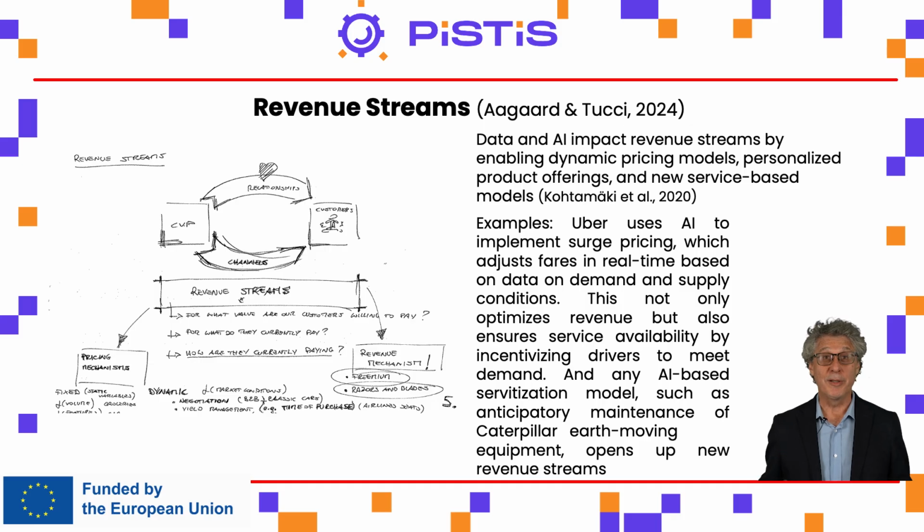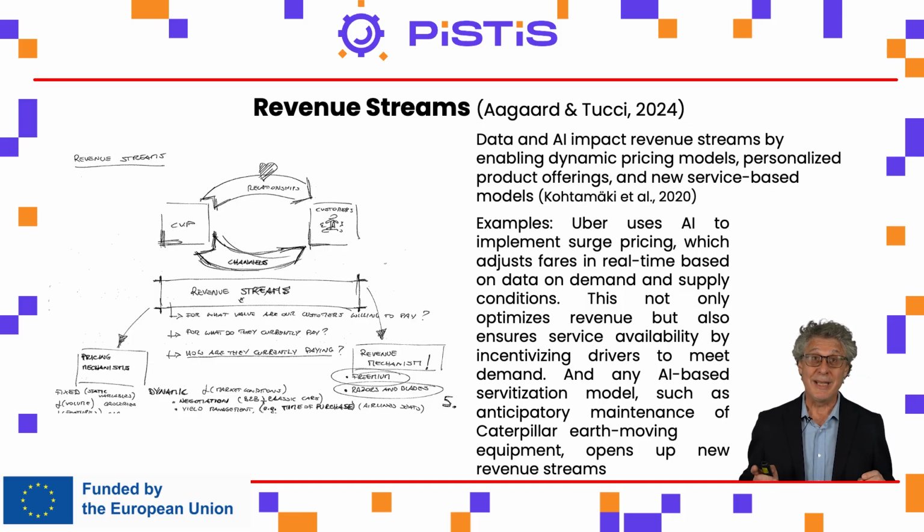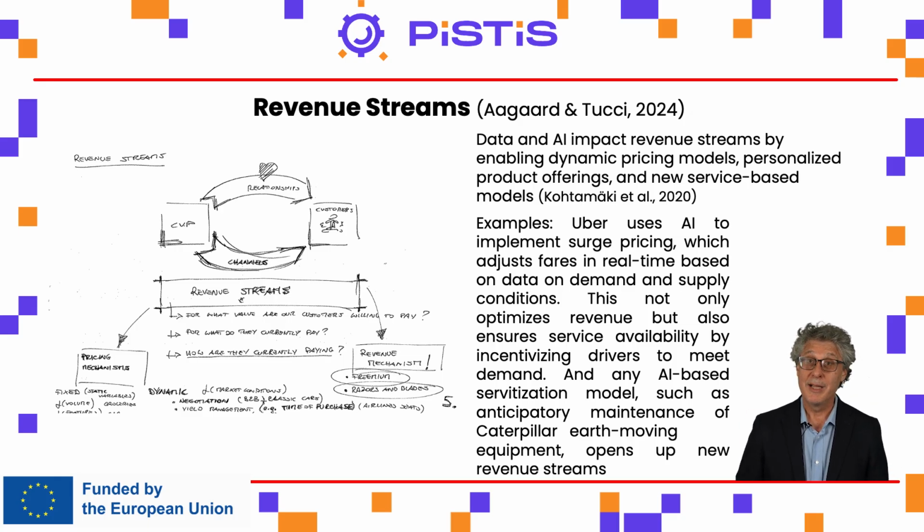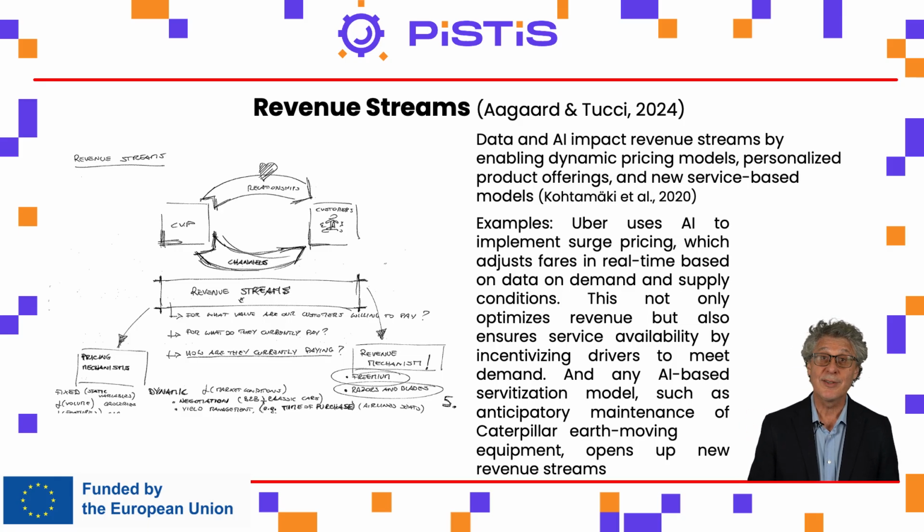Another very important component of business models is the revenue stream. In other words, from where are you monetizing or making money? And that can be things such as advertising if it's indirect. It could be a subscription service, could be pay for service, and there are many other ways of describing revenue streams. So here, data and AI have an impact on revenue streams by enabling dynamic pricing models. They can make personalized product offerings, and they can make new service-based models.